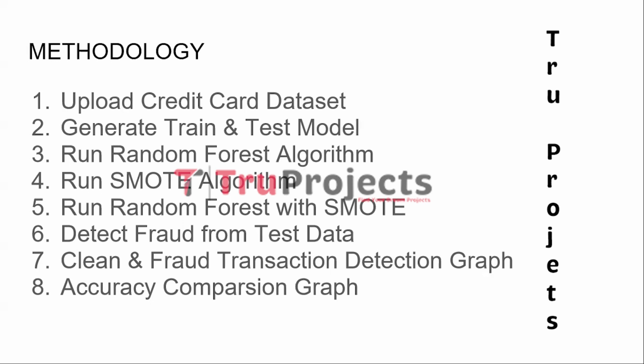And then detect fraud from test data. This module involves applying the trained random forest model, which was trained with SMOTE, to the test dataset. The test dataset contains the transaction data without class labels. The random forest model predicts the likelihood of each transaction being fraudulent. By analyzing the model's predictions, the module identifies and detects the fraudulent transactions in the test data.